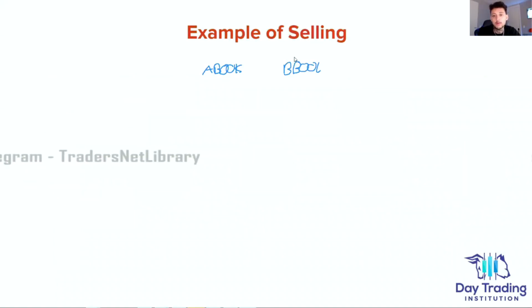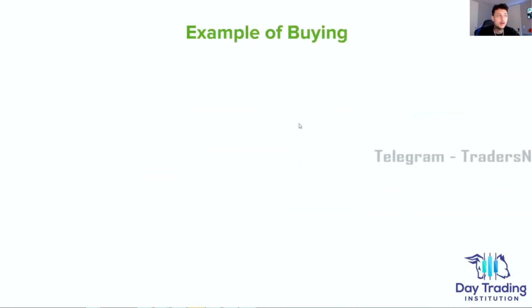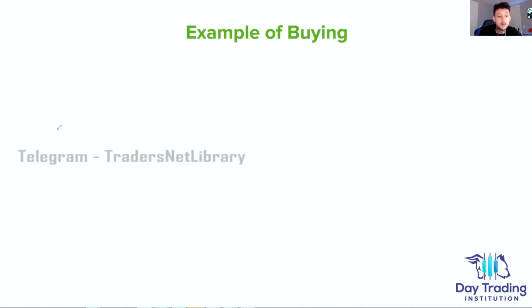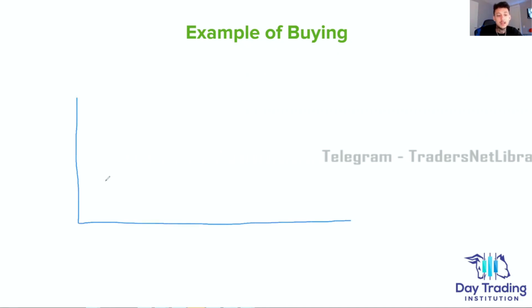Now, let me kind of get rid of this right here. Let me get rid of all these drawings, right? So now when we talk about an example of buying, right? Let's just say we're going to be trading gold, right? So let's kind of draw a little graph here, right? Let's say we're going to be trading gold.